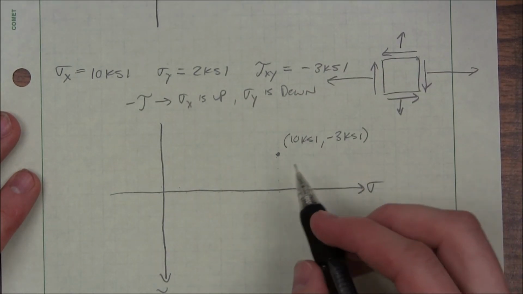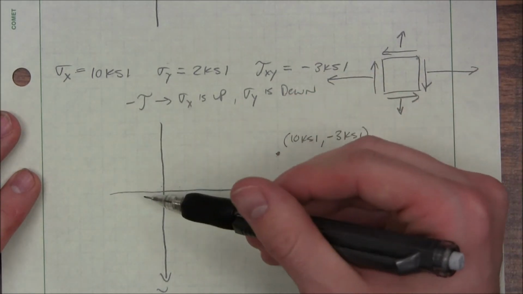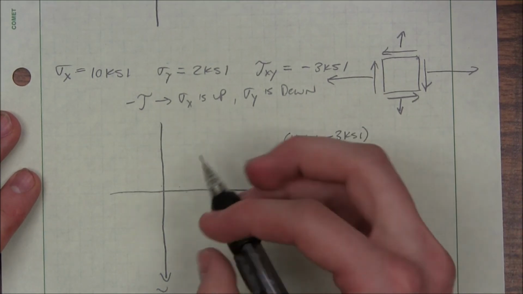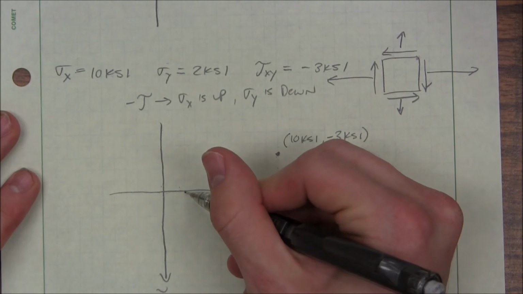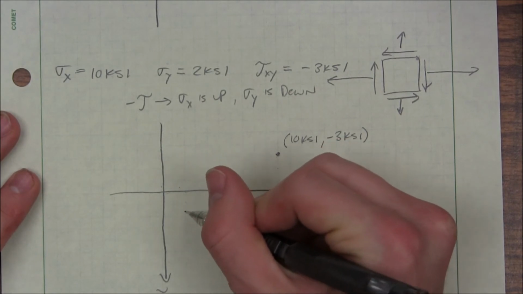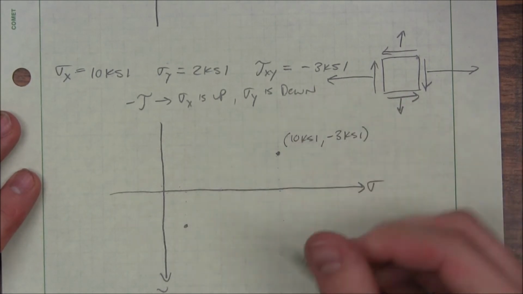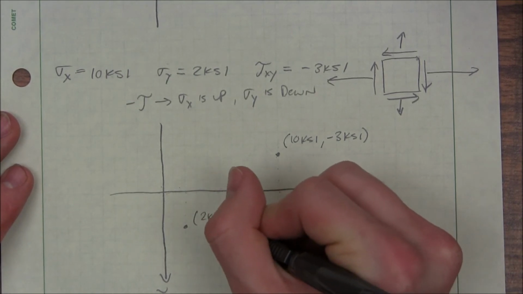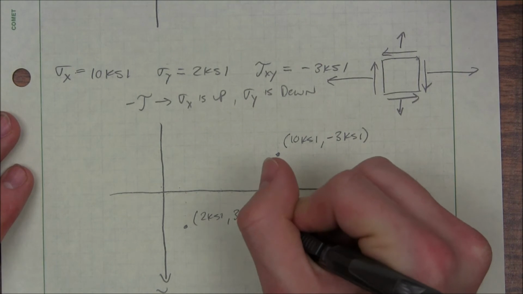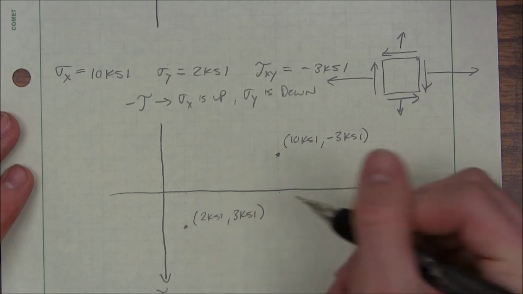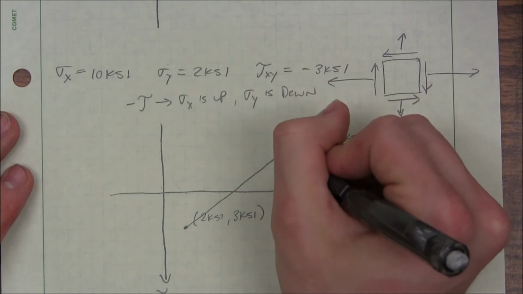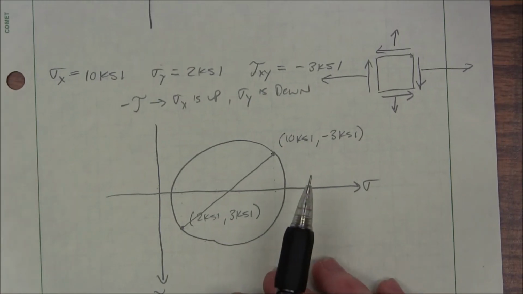And sigma y is always the opposite, opposite distance on the tau axis. So I'm at 1, 2, and I go down 3, 1, 2, 3. So if I were to plot this, if I were to write this point out, I'd say 2 ksi, 3 ksi. Alright, now I can connect those lines, and let's compare.